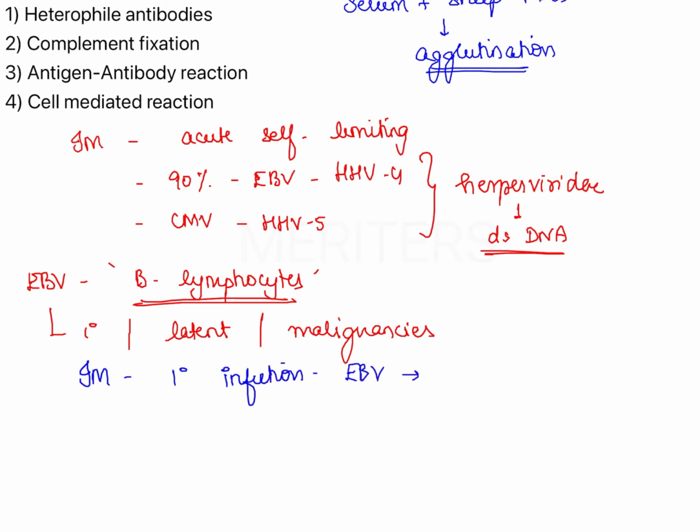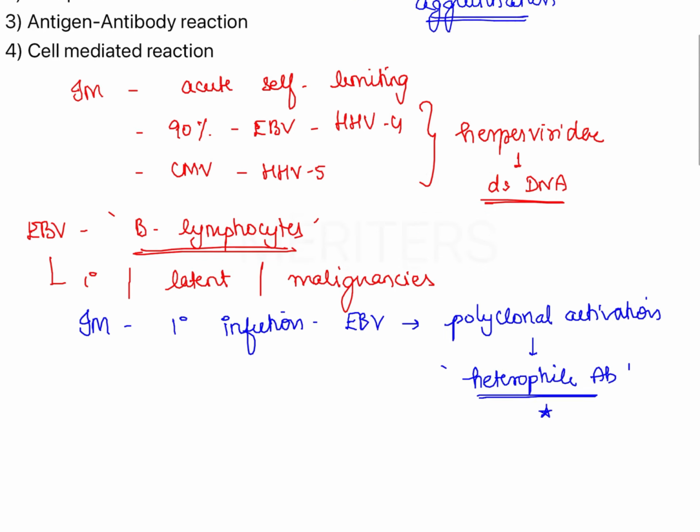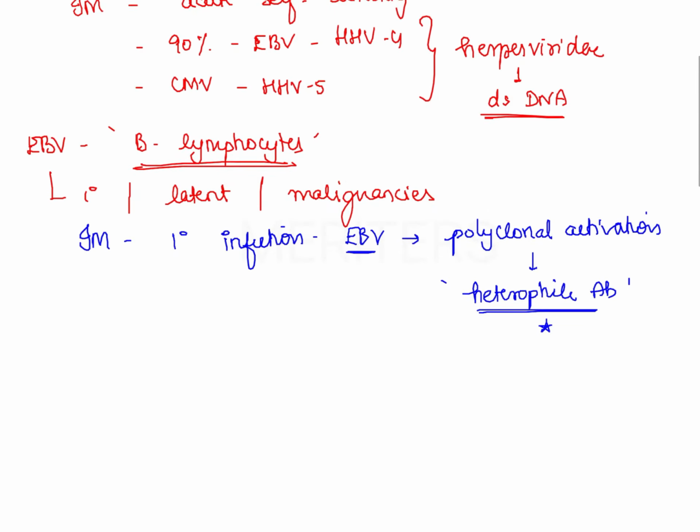And this Epstein-Barr virus results in polyclonal activation of the B lymphocytes, which results in production of heterophile antibodies. This heterophile antibody is specific for infectious mononucleosis that is caused by Epstein-Barr virus, whereas cytomegalovirus induced infectious mononucleosis is heterophile negative. Therefore, the antibodies are specific against the Epstein-Barr virus. So, what do we mean by heterophile antibodies? It denotes the antibodies that are formed against the heterophile antigens.